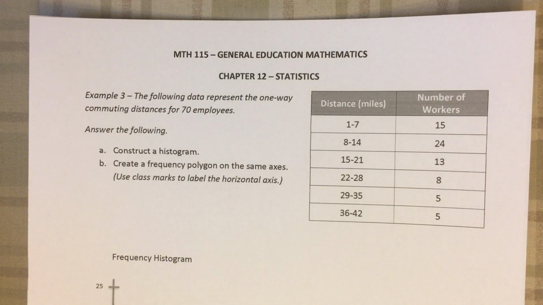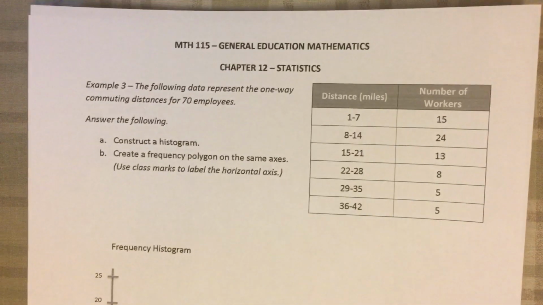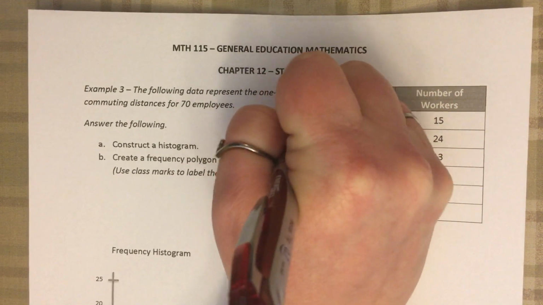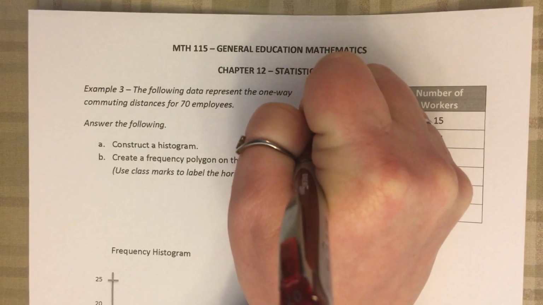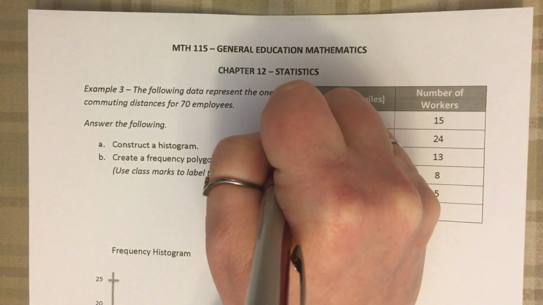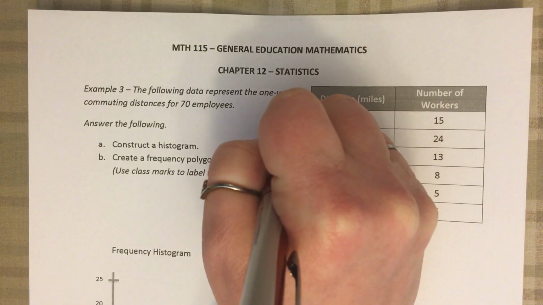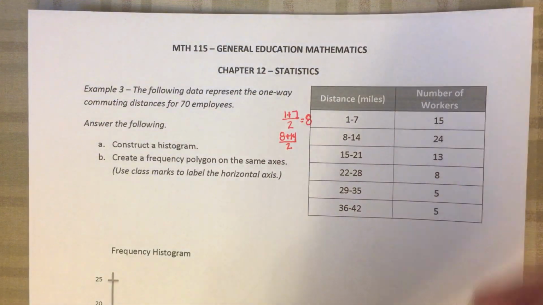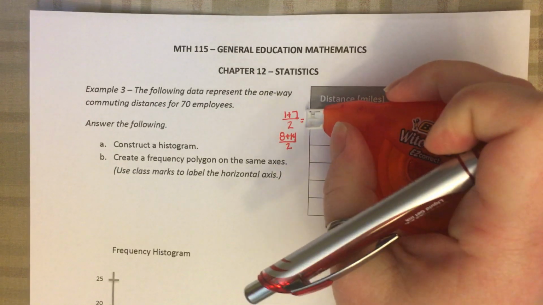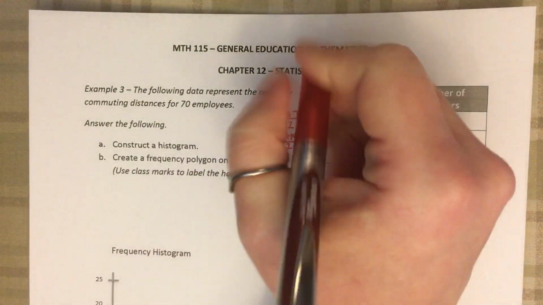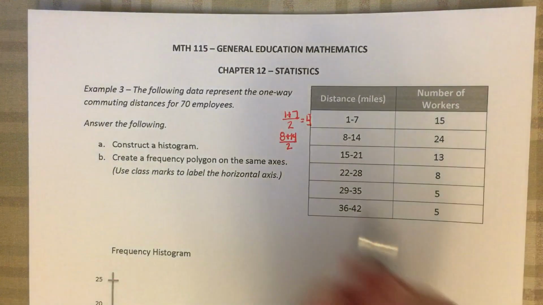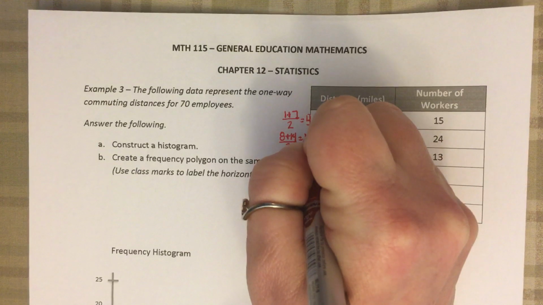Remember, our class marks are our midpoints. So if we look at our first class, we're going to find our midpoint. 1 plus 7 over 2 is equal to 8, or excuse me, 8 for the last one, 8 divided by 2. I forgot to do the division part, which is going to give us 4. Then if we find our next midpoint, 8 plus 14 gives us 22. 22 divided by 2 gives us 11.